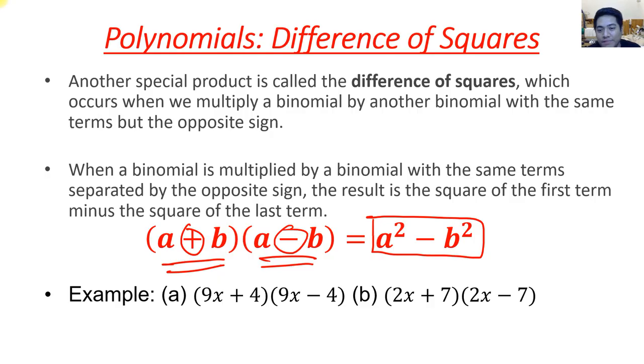So let's try to solve it. Again, we have a plus b and a minus b. The result would still be a squared minus b squared. And this is called the difference of squares.